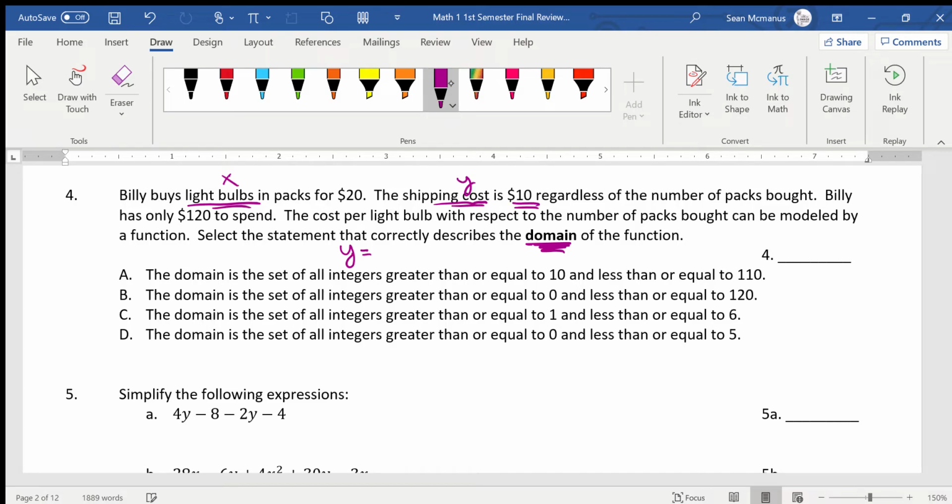There's a $10 shipping fee, so that's like the starting value or the y-intercept, and they cost $20 each, so that's like the rate of change. That's how much we multiply by each pack. So I can write an equation with this information. The amount that I'm going to spend on light bulbs is $20 multiplied by how many I buy, and I have to add on $10 for shipping. So this is my equation, and what it's telling me down here really is that the y is $120. That's my maximum I have to spend.